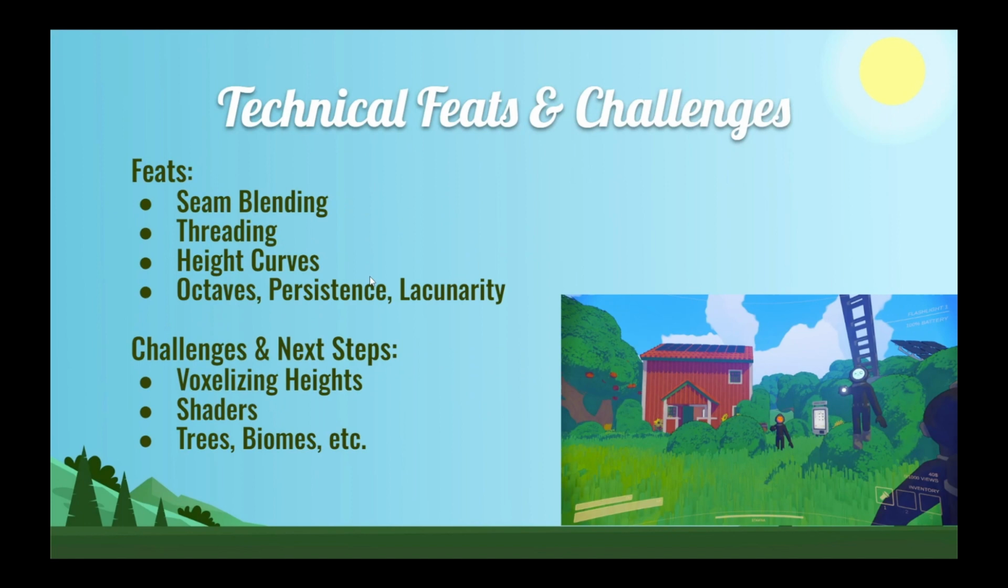So, what have we accomplished so far? Well, our terrains are seamless. Using global amplitudes, we are able to seamlessly transition between chunks. To keep it performant, we've implemented threading with synchronization to calculate chunks concurrently. Using height curves, we can ensure that our water is not bumpy. We've also implemented octaves, persistence, and lacunarity into our noise function, which all provide different functionalities for the look of the map.